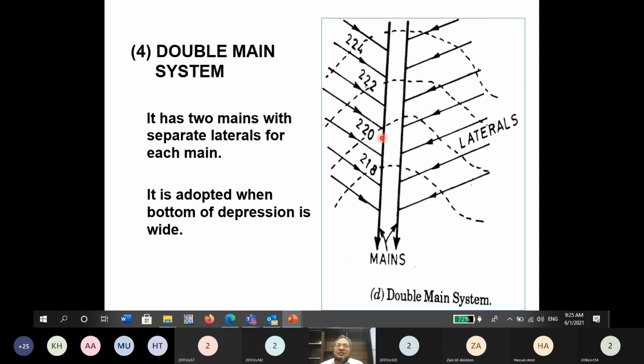So it has two mains, with separate laterals for each main. It is adopted when the bottom of the depression is wide. This is very wide, okay? The valley is very wide. That's why we are providing two mains, and this is called the double main system. Is it okay? Clear?